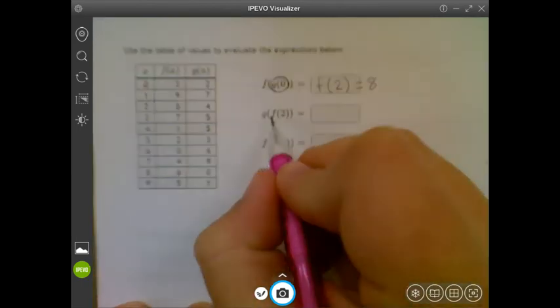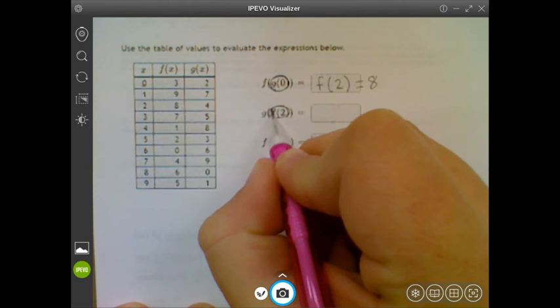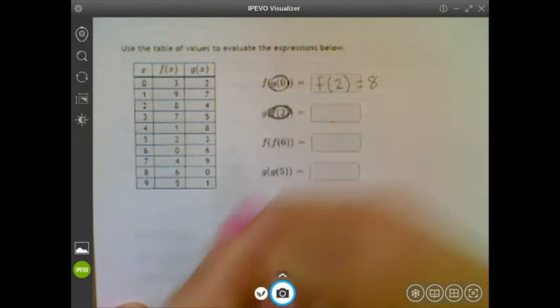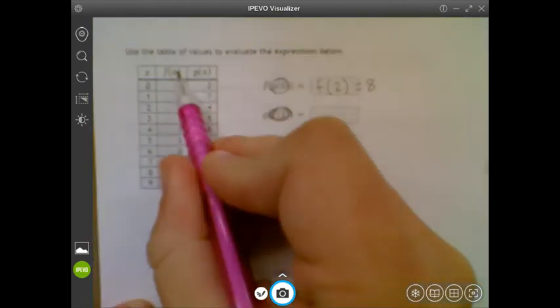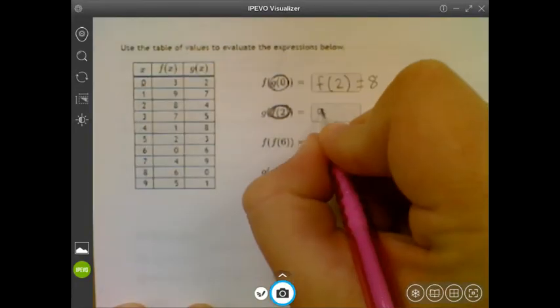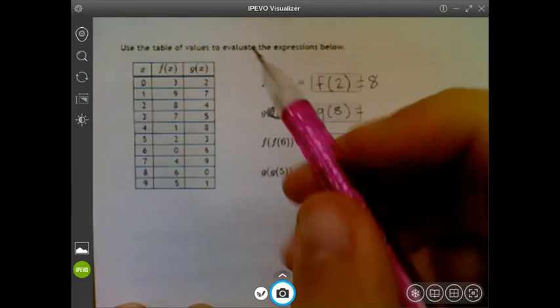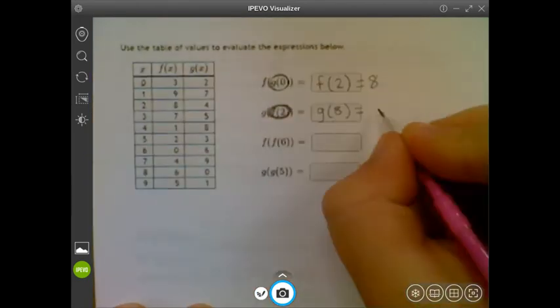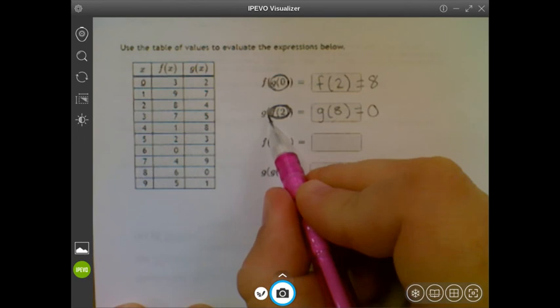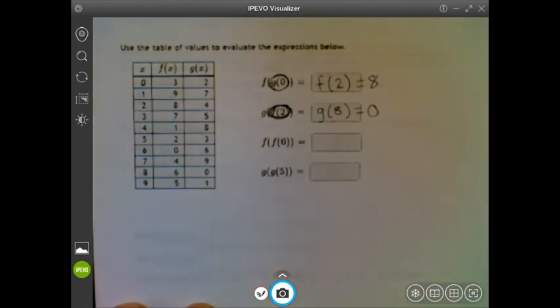All right, same thing here. For g of f of 2, that value will be going into g, so you have to figure out f of 2 first. Well, f of 2 is equal to 8, so we're going to plug 8 into the g function. So we are looking for g of 8. g of 8 is equal to 0. So g of f of 2 is equal to 0.